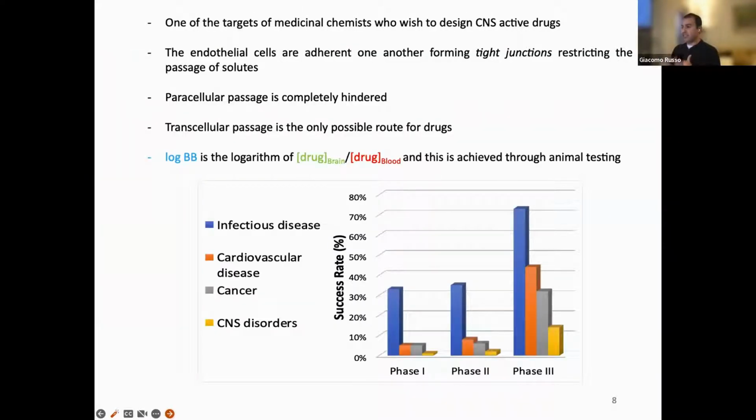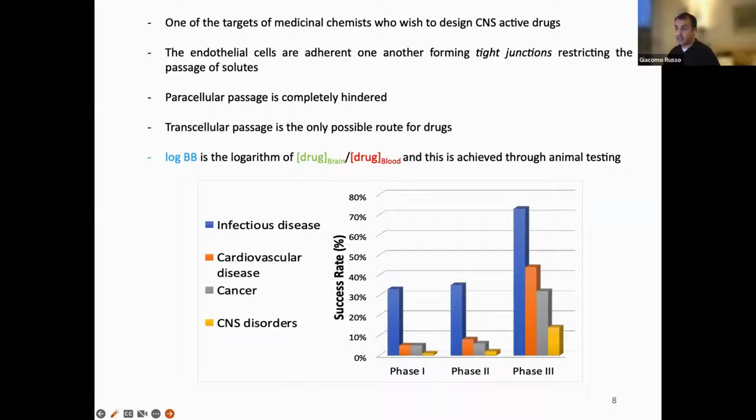It is relevant essentially because when we look at the success rate of therapeutics targeting different disorders, we can see that for central nervous system disorders, we have the lowest success rate in all three phases. So it means that most of the efforts are jeopardized by the complexity of the brain, yes, but also by the complexity of the blood-brain barrier, whereas the success rates are much higher for therapeutics targeting infections or cardiovascular issues or even cancer.